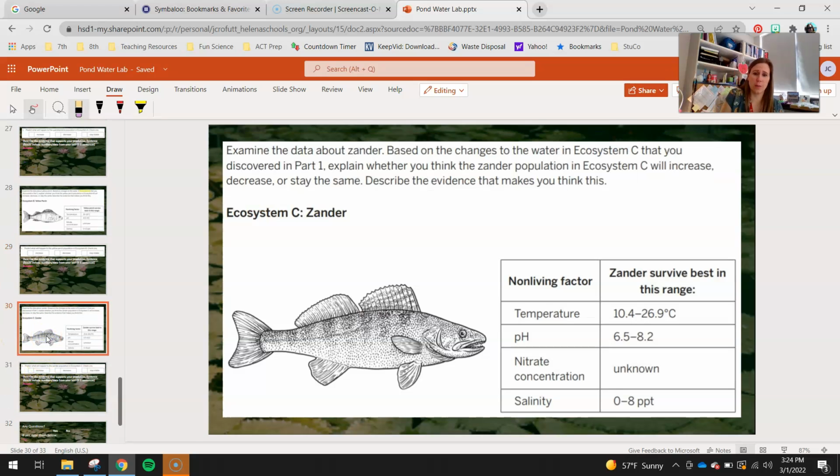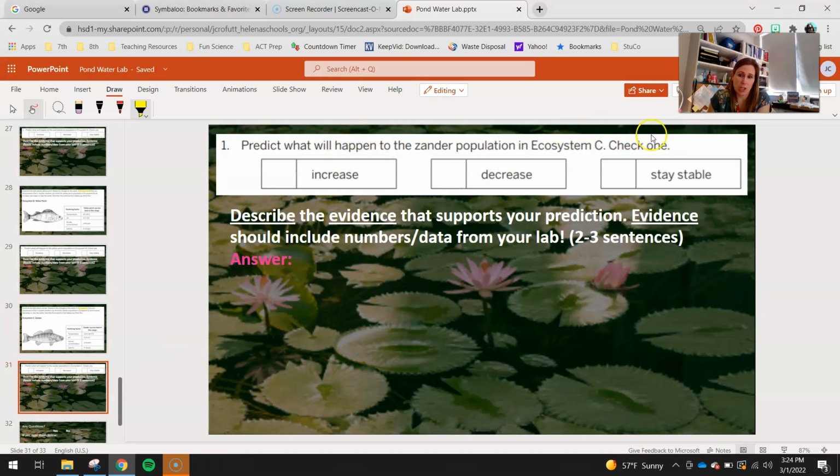Finally, your last organism is this zander, which is a fish, and again, you're focusing on ecosystem C. We know that it survives best in a temperature from 10.4 to 26.9. The pH range is going to be 6.5 to 8.2. Nitrate concentration is going to be unknown. We don't know much about that. And then salinity needs to be pretty low for this fish to survive. So again, make your predictions about this, what's going to happen, and then give me specific numbers and evidence from your data tables above to explain that.